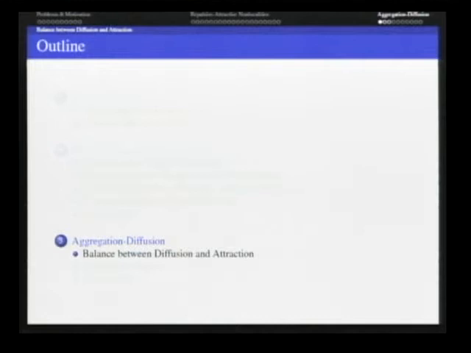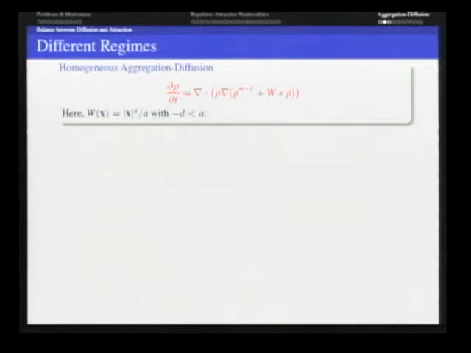So the typical case that comes to my mind will be something like that. And in fact, what I'm going to discuss is just this particular case, very briefly. And if anybody has any questions, we can discuss long after that. So let's assume that we have some homogeneous nonlinear diffusion, like porous medium-like, Laplacian of rho to the m, and some attraction given by a power law, so purely homogeneous.